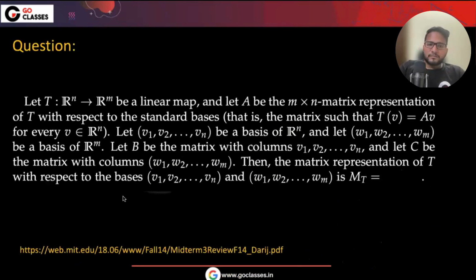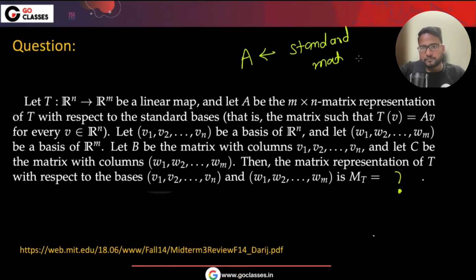Let's just see this. Again, it was also a paragraph, and I have just taken the screenshot of that paragraph, and I'm just asking you what is this? Just tell me, if T is a linear map, A is an M cross N matrix with respect to the standard basis. So A is with respect to standard basis, right? It is a standard matrix. Such that TV equals AV. Let this be the basis. Let's suppose this is the input basis. Let's suppose this is the output basis.